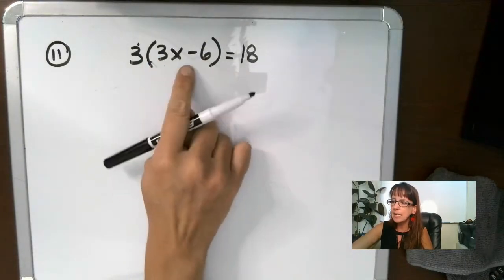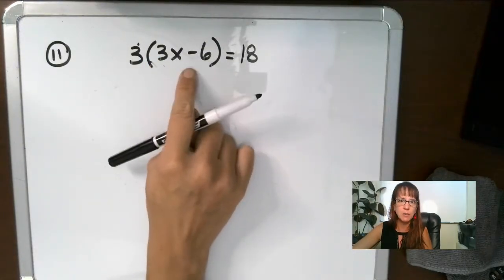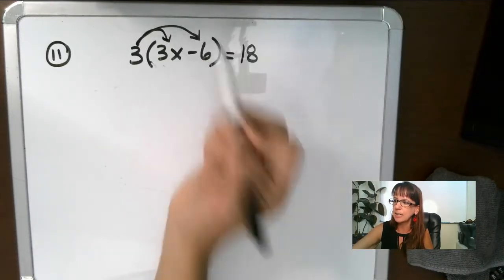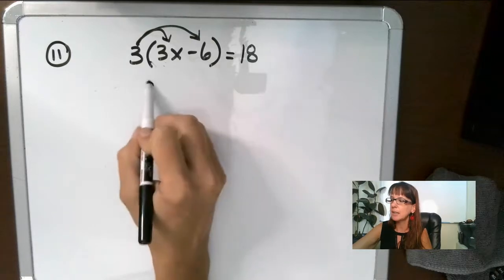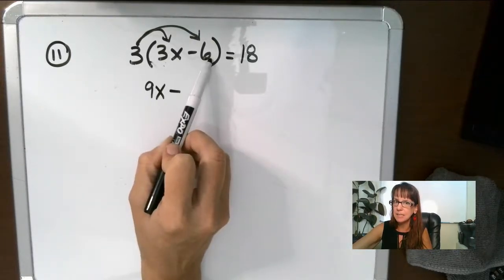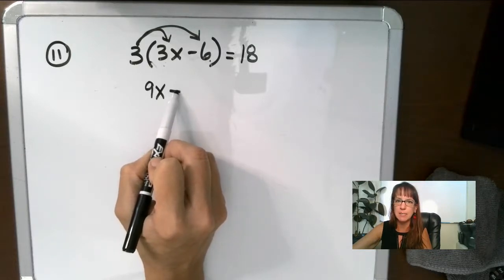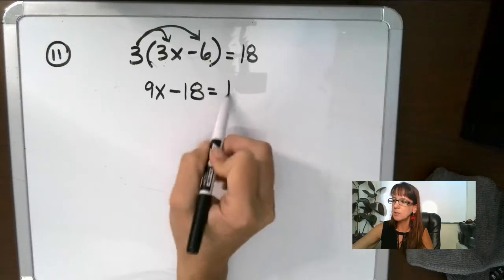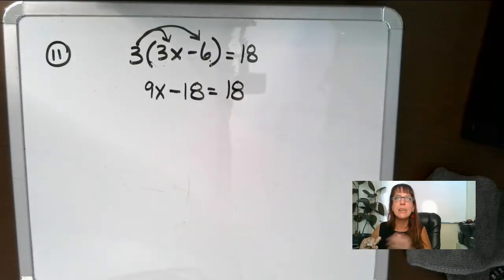We can't do anything in those parentheses because we cannot combine those. Those are not like terms. So we're going to distribute this guy to here and distribute this guy to here. 3 times 3x is going to give us 9x minus 3 times negative 6 is negative. That's why I put the minus there. Sometimes I do things absentmindedly and forget. 18 equals 18. Okay, now we have 3 chunks.